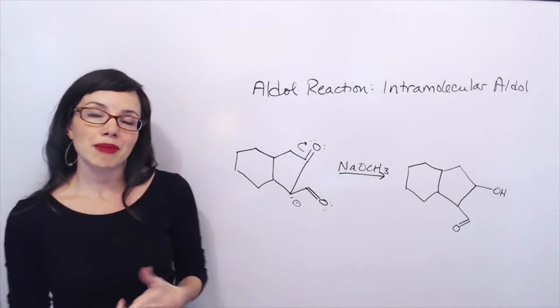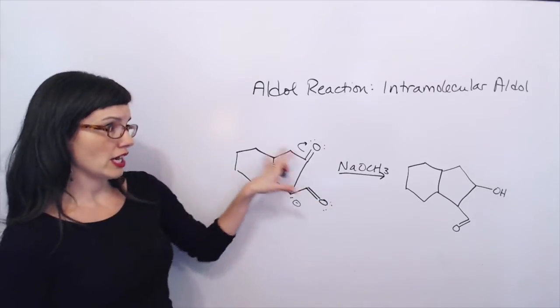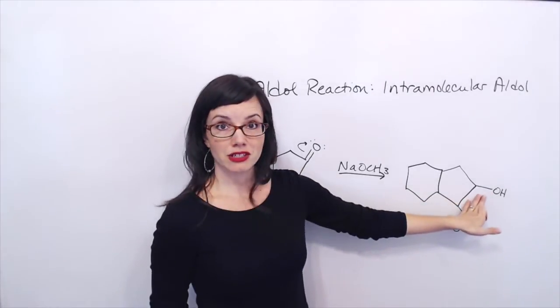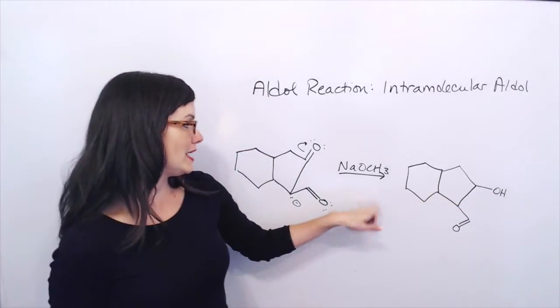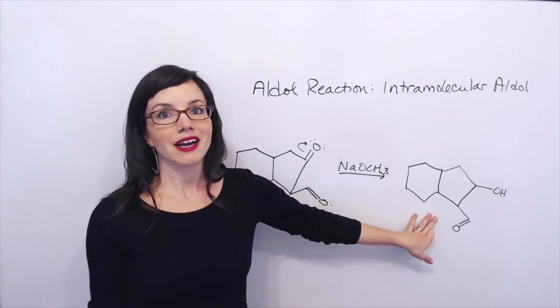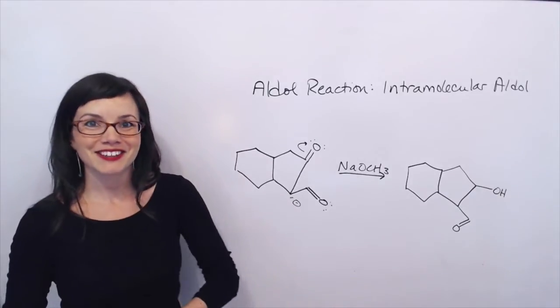And as a last step, I need to think, was this done in heat, or is this conjugated, like a conjugated system? Because if so, I need to go on and do my elimination step. But there's no heat and there's no conjugation, so I'm going to leave it looking just like this, the beta hydroxy group. So we're done. Let's take a look at another example.